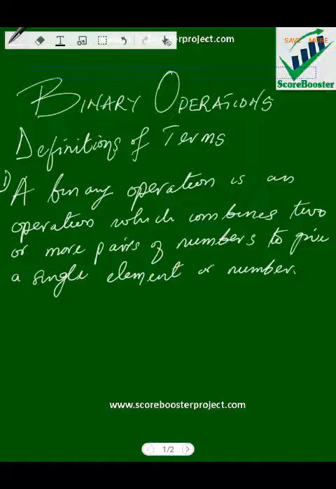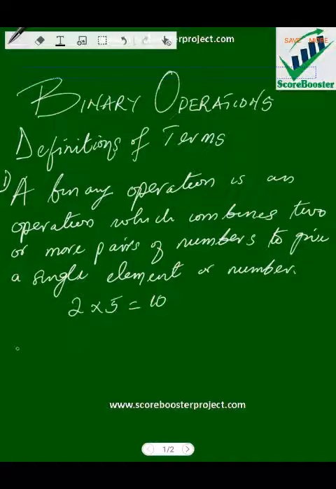What is binary operation? Binary operation is an operation which combines two or more pairs of numbers to give a single element or a number. Let me take an example. You all know it. For example, 2 times 5 is equal to what? 10. Good. This is an example of binary operation.